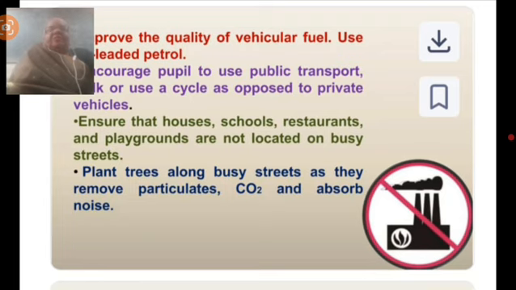And one has to plant trees along the busy streets, as they remove particulate matter and they absorb carbon dioxide, they absorb noise also. So it is always good.